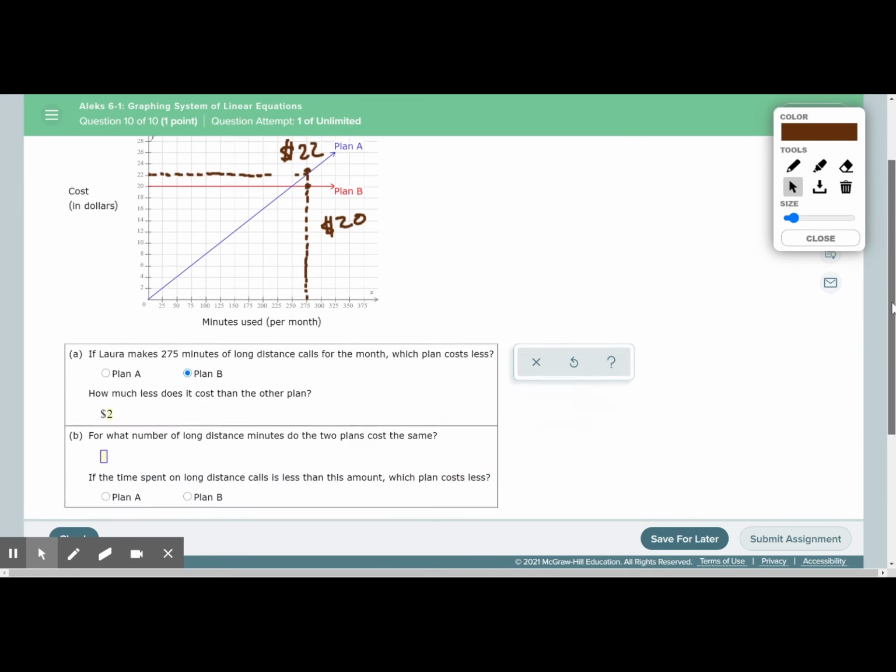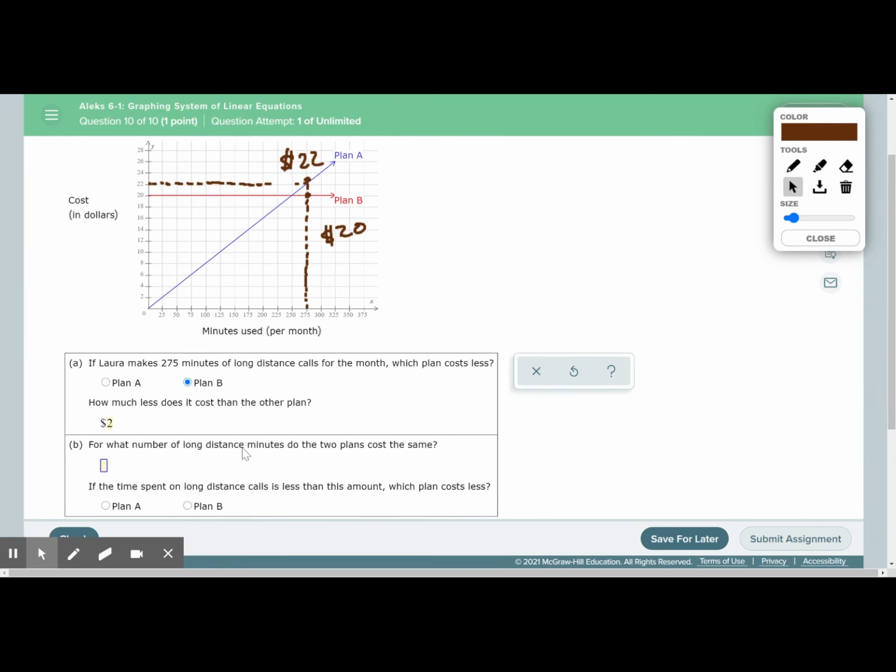Sorry, let me move it down. For what number of long distance minutes do the two plans cost the same? When do the two plans cost the same? When they cross each other, so at 250 minutes.